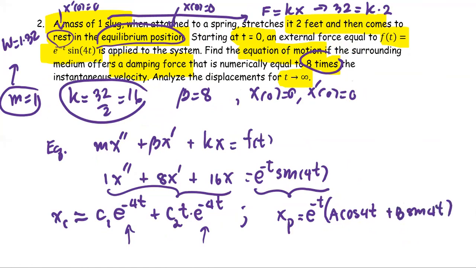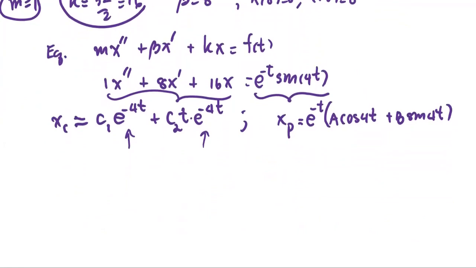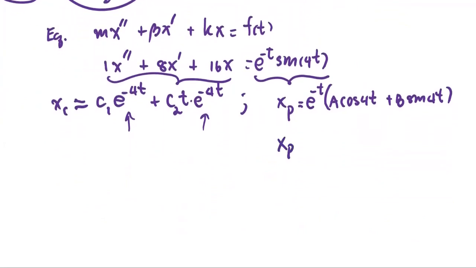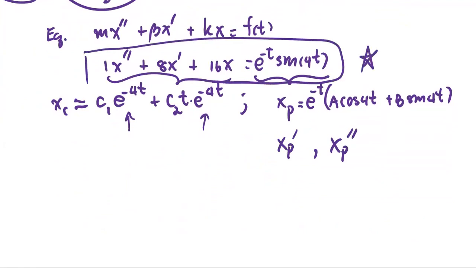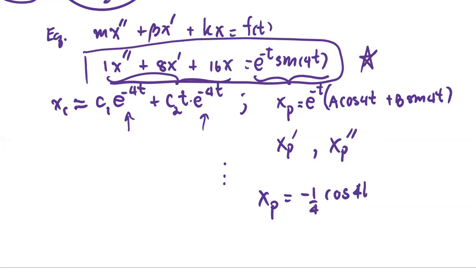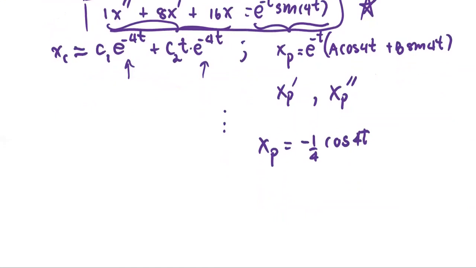Sorry about that. So to find the x p, as you did before, you find x p prime, you find x p double prime, and satisfy this equation, right? Cheat sheet, okay. The process, you can follow up with my notes later. So x p is in the form of negative 1 over 4 times cosine of 4t. Nice, huh? Now put them together.